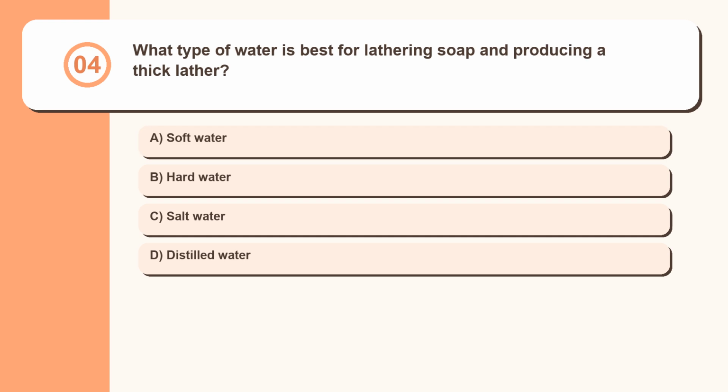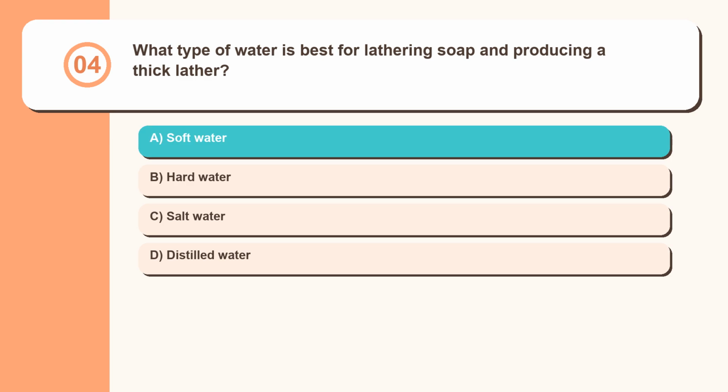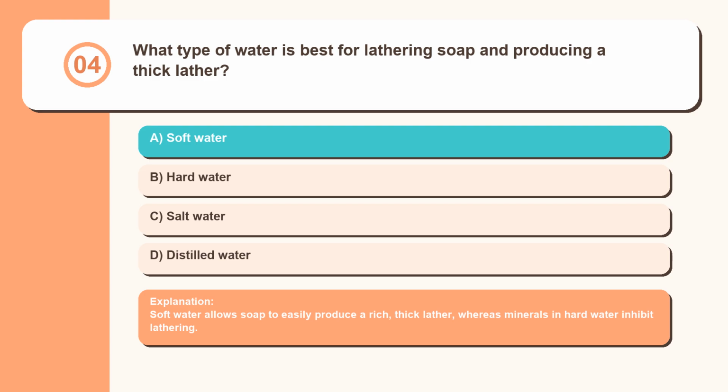Question 4. What type of water is best for lathering soap and producing a thick lather? Soft water, hard water, salt water, distilled water. Soft water allows soap to easily produce a rich, thick lather, whereas minerals in hard water inhibit lathering.